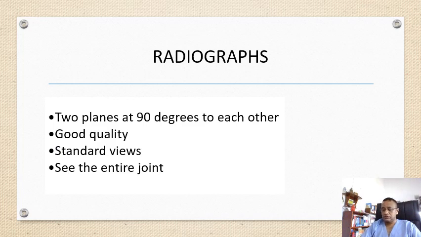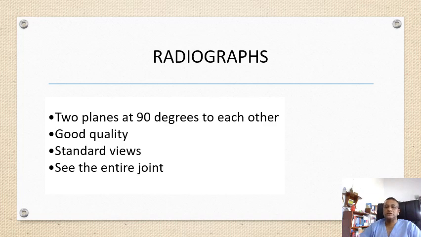So now you have seen the symptoms and signs. Now you have to confirm your diagnosis. How do you confirm? You have to take radiographs. You have to take at least two radiographs in two planes at 90 degrees to each other. And these radiographs should be good quality radiographs. Usually you should order standard views first. Additional views are only required in specific cases.